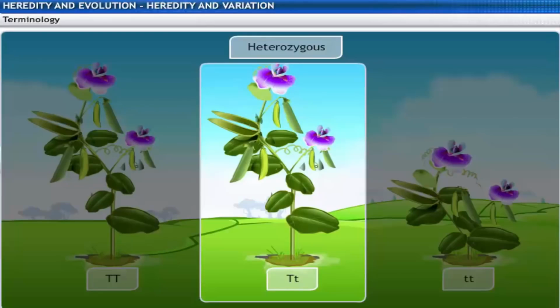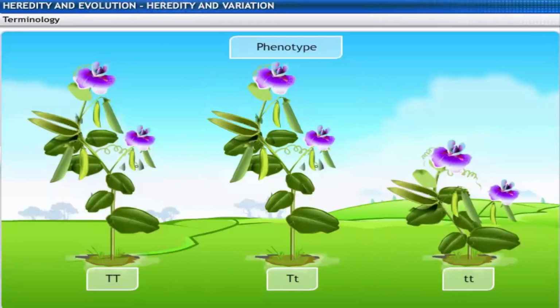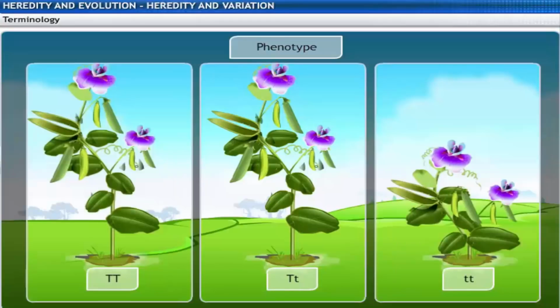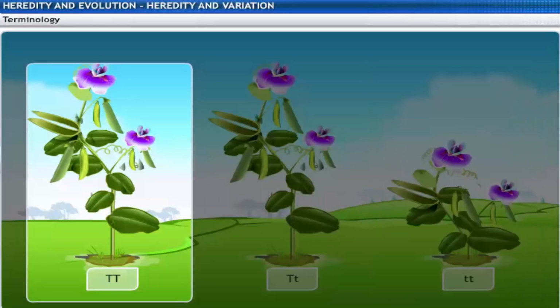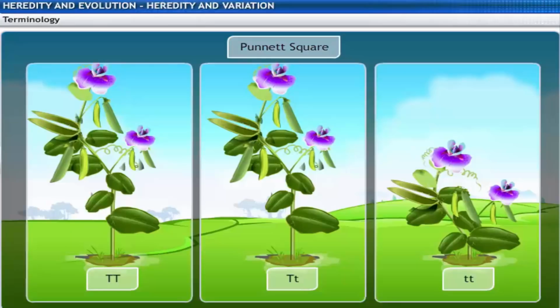Yet another important term is a phenotype. Phenotype is the physical appearance resulting from a genotype. For example, if a particular plant is tall, it is the tall phenotype. Punnett square helps to predict the possible genotypes and phenotypes of offspring.